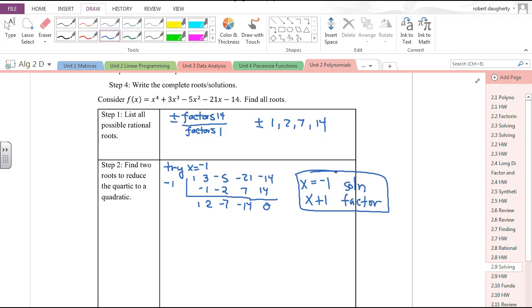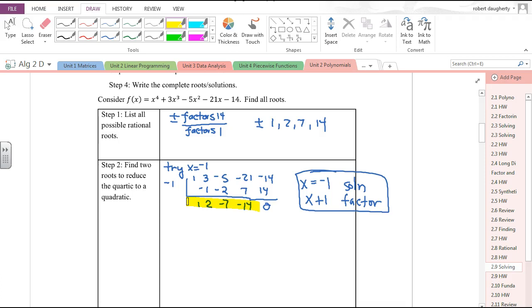Now, should I try negative 1 or not? First of all, should I try 1? No, I've already ruled 1 out. It doesn't work. The coefficients do not add to 0. You can try it again here. These coefficients do not add to 0. So I'm starting over with my new problem being right here, to find another root.